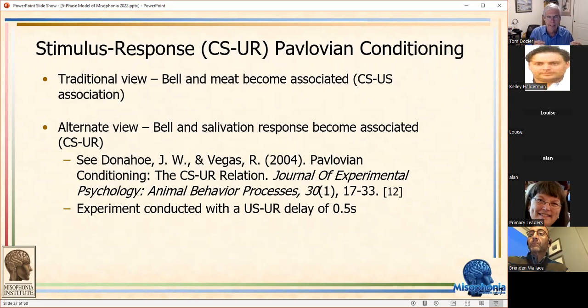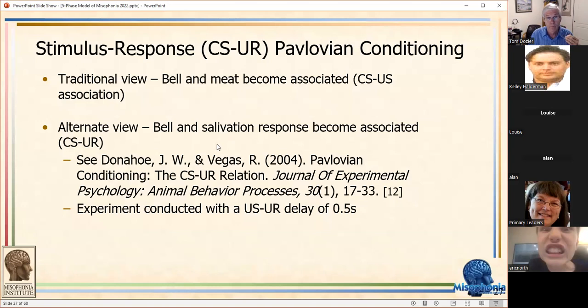And they looked at, if you think of Pavlovian conditioning, the traditional view is that Pavlov would ring a bell and give the dogs the meat. Ring a bell, give them meat. Ring a bell, give them meat. Ring a bell, no meat. Dog still salivates. And they would say that the bell and the meat become associated or connected so that the bell acts like the meat. Well, that's a good theory, but there's no neurological measures to show that.